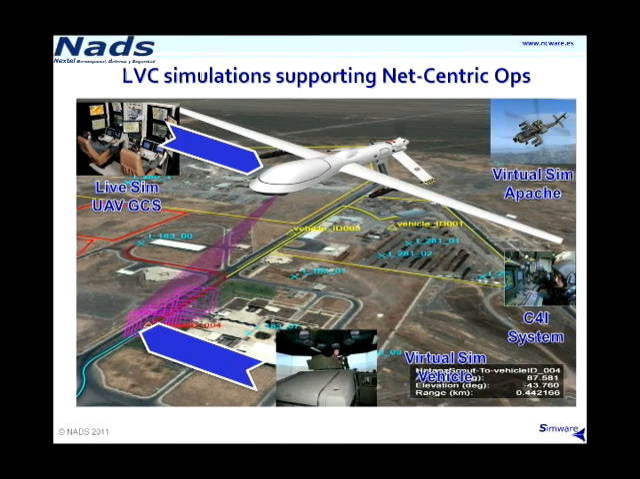Let me start by presenting the actual issues and challenges that we're facing nowadays in the modeling and simulation market with an example. Imagine that you are requested to develop a distributed simulation to train a close air support operation involving an Apache helicopter, a UAV, a convoy of vehicles, and a C2 system. Apache and vehicle simulations are classical virtual simulators, and the UAV is a live simulator. The C2 system is a real system, interfacing with the virtual environment.